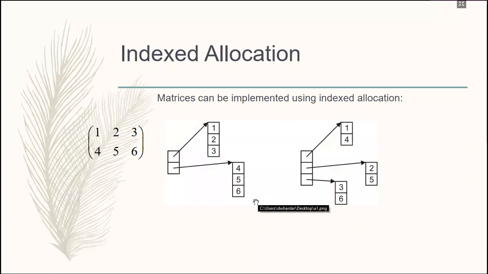Let me give you some examples so that you can understand better. Suppose this is a matrix: 1, 2, 3, 4, 5, 6. If I want to store this matrix using indexed allocation, there are two ways I can do that. Let's suppose this is my array of pointers. If I want to store using rows, we have 2 rows and 3 columns. The first row will be stored here: 1, 2, 3. The second row is stored in the next pointer: 4, 5, 6. So this is one way of indexed allocation.